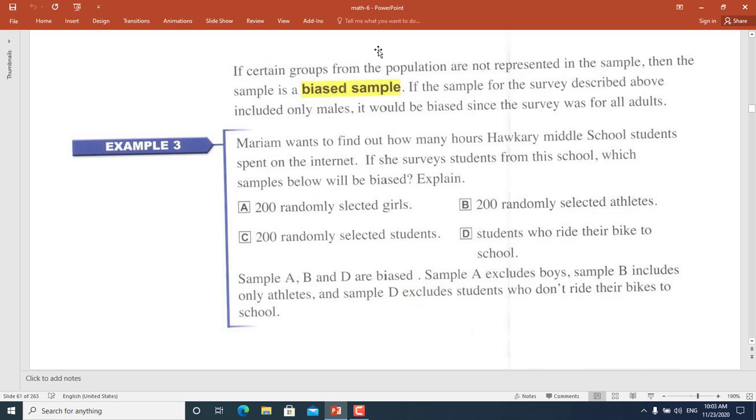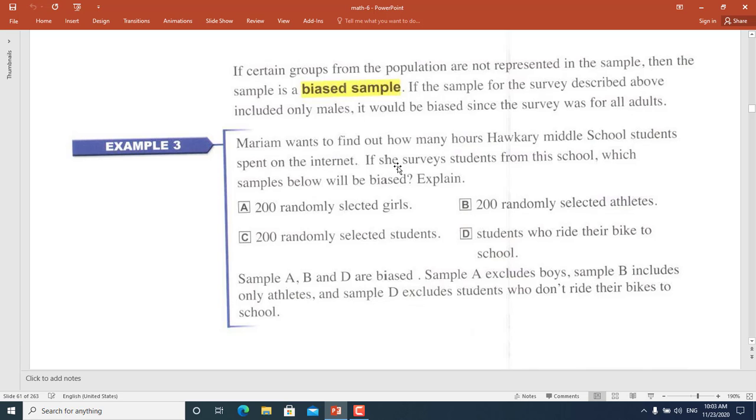And we have the biased sample. If certain groups from the population are not represented in the sample, then the sample is a biased sample. If the sample for the survey described above included only males, then it would be biased since the survey was for all athletes.